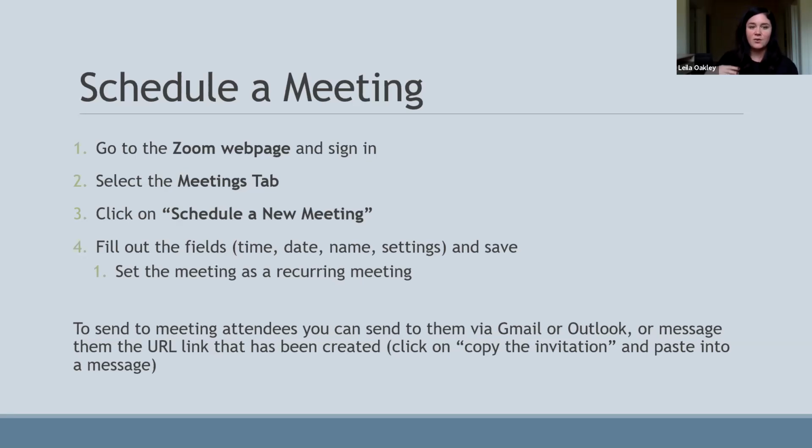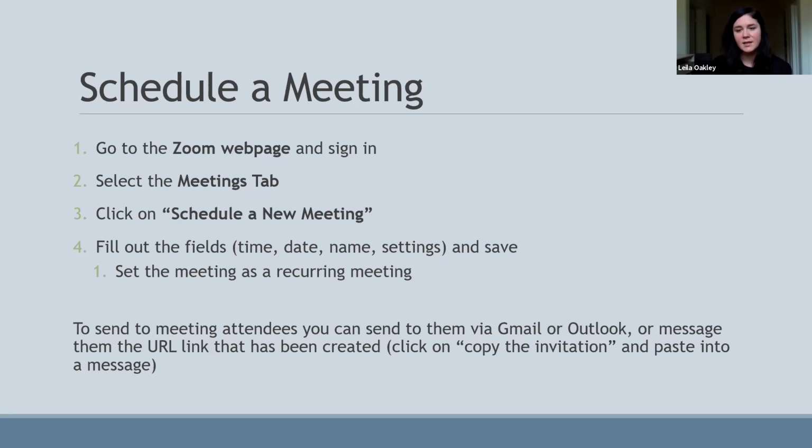So to schedule a meeting, you go to the same Zoom website, zoom.us, you sign in, and right above the settings in the left-hand column, there is a meetings tab. So you click meetings, and then you click schedule a new meeting. You get a pop-up box that has a variety of different fields to fill in, like time, date, name for the meeting, and a few other settings that you can adjust. And then you get to save that meeting once you put in the information.